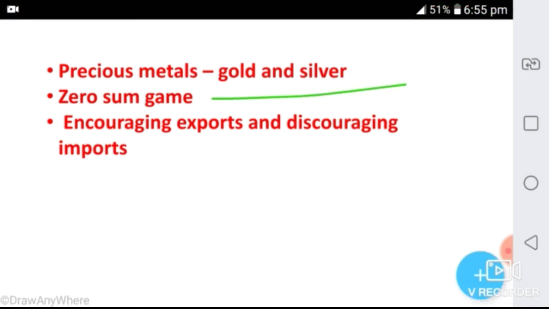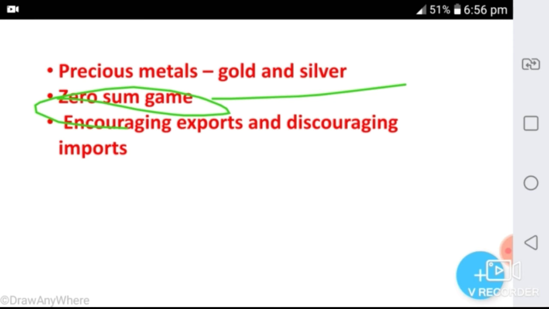Then a country should try to accumulate as much gold and silver as possible, because more gold means more powerful unity, more wealthy. Then trade is a zero sum game, because only one country can gain from international trade, that is the exporting country. So trade is a zero sum game. Mutually beneficial trade is impossible. Only one country, which is the exporting country, can gain from international trade.